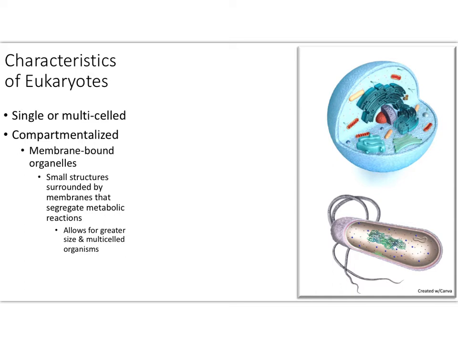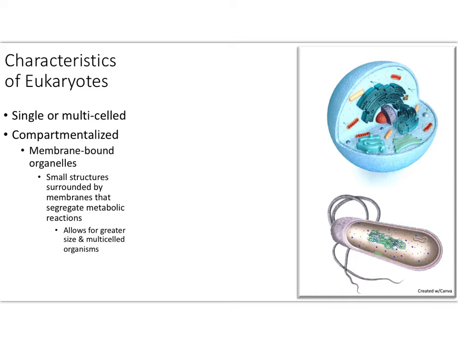And one of the big things about eukaryotes, especially when we compare them to prokaryotes, is that they are compartmentalized, which means they have a lot of compartments inside their cytoplasm. Those compartments are also called membrane-bound organelles, which means they are small structures surrounded by a membrane that are dedicated to performing a specific function or a specific task for that cell.